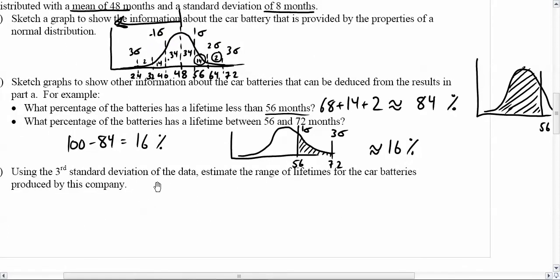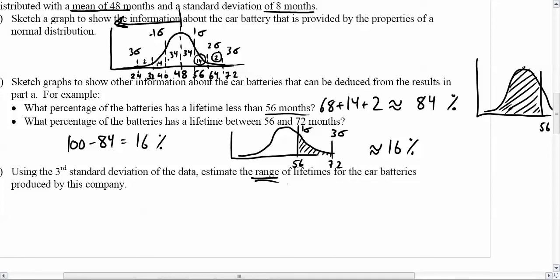And what is the approximate range? What's the smallest lifetime for a battery? So how many months does a battery usually last? 48 is the usual. So a battery usually lasts 48 months. Most of the batteries are going to be between 40 and 56.